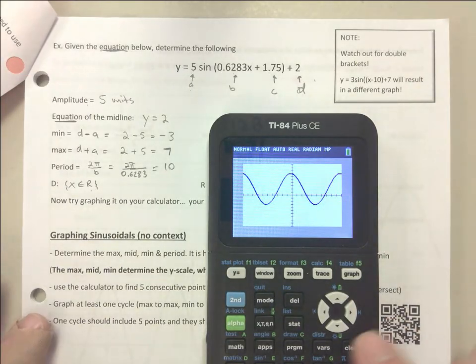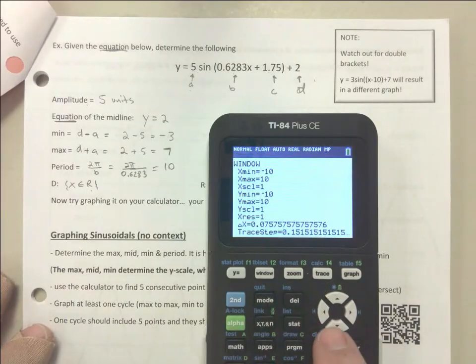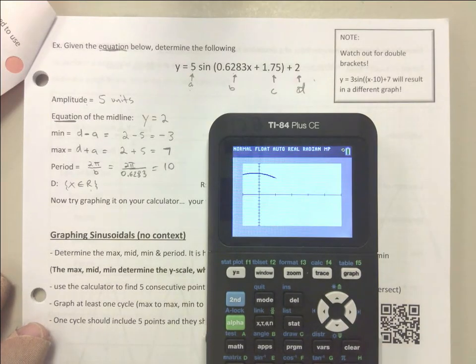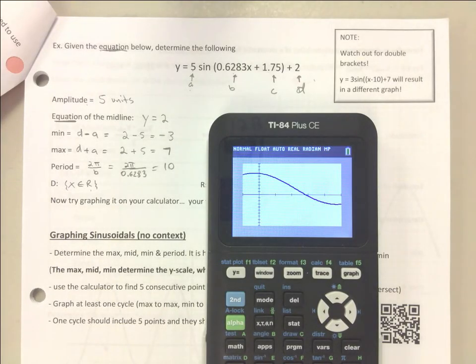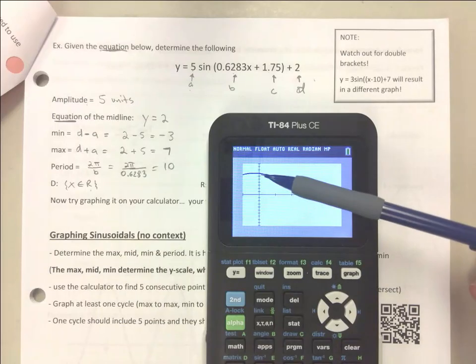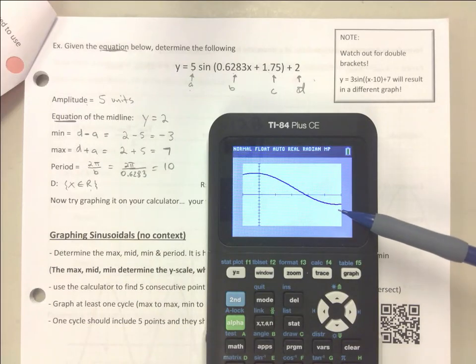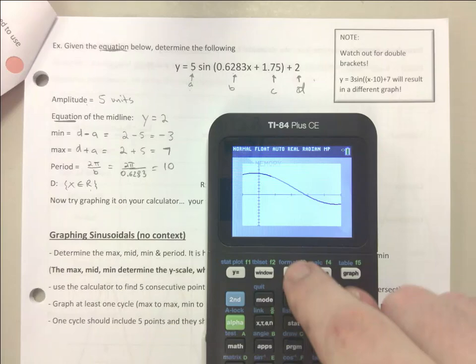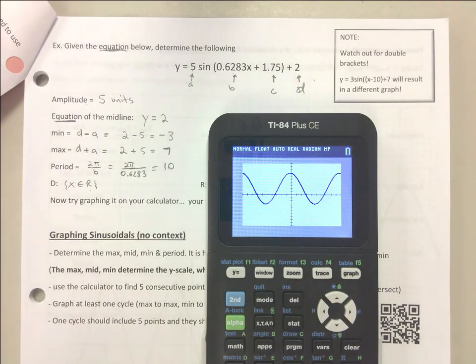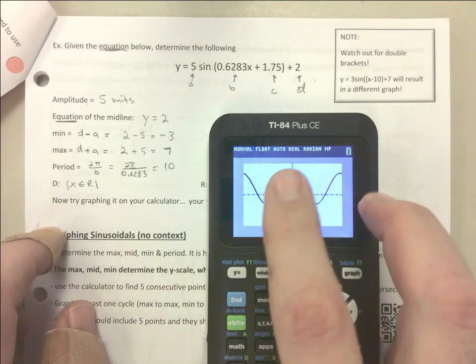So if you don't, let me just play around with my window here a bit. Let's say I went to 5 and -1. Is that a full cycle there? Not a full cycle, right? Because you have the max there, you go to the low, but you can't see that other half of your curve. That's not a good window. Okay, so I'm going to go back to zoom 6. This is actually not bad. So let's investigate.